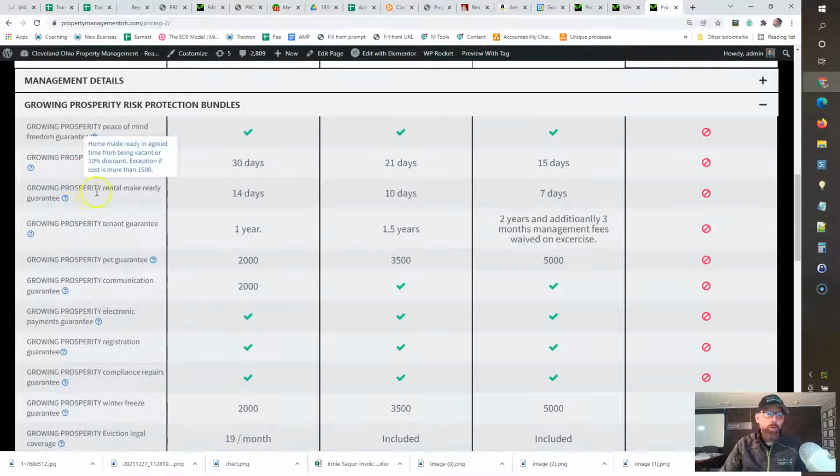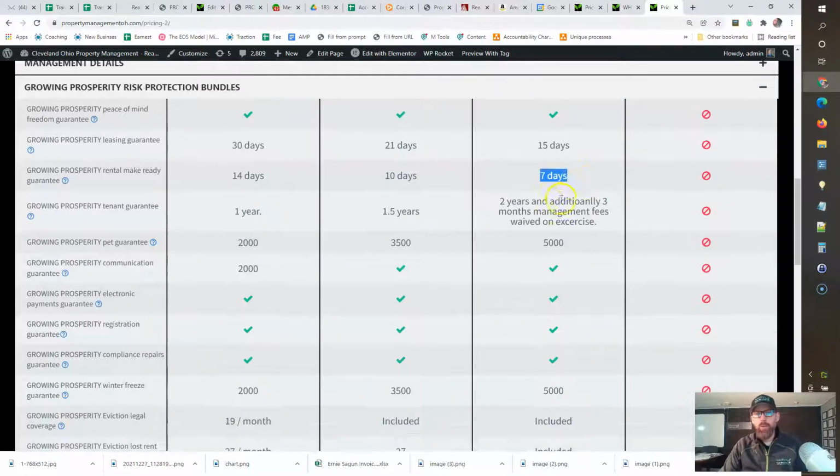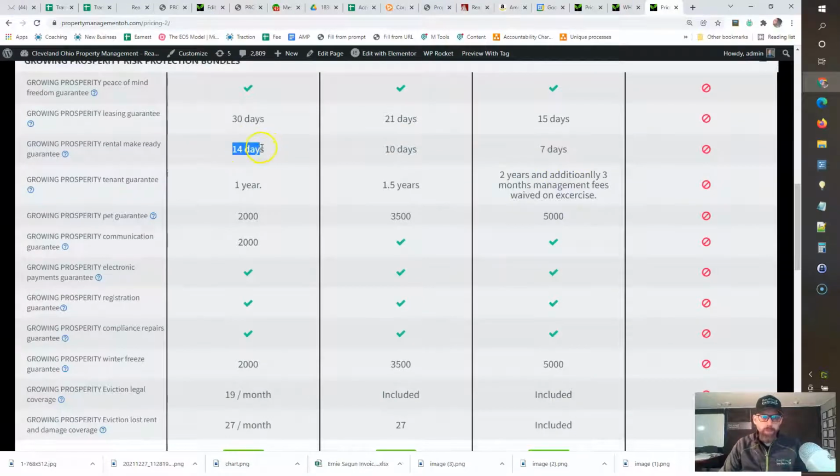Growing prosperity rental make ready guarantee. This is important if you're in maintenance especially, but everybody should know this. Home made ready in agreed time for being vacant or 10% discount, exception if cost is more than $1,500. Agreed time is 14 days, 10 days, 7 days. Okay, so we're just going to move forward. That's one of the reasons why we can move forward is we give this guarantee and say, hey, not only do we have opportunity to move forward, but if we don't, we're responsible. So therefore, we have to move forward even without your approval. That makes sense. Many of these work into our processes.